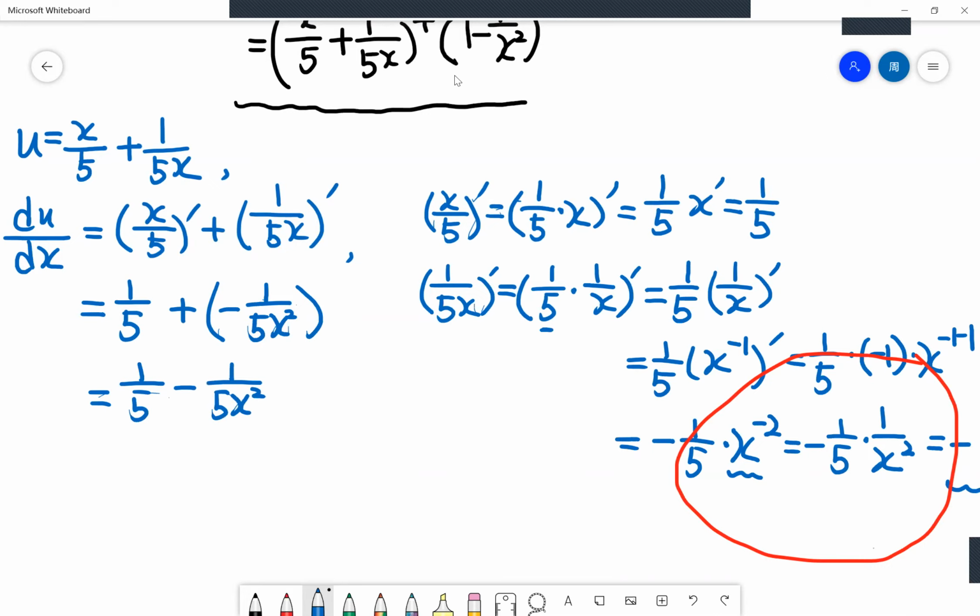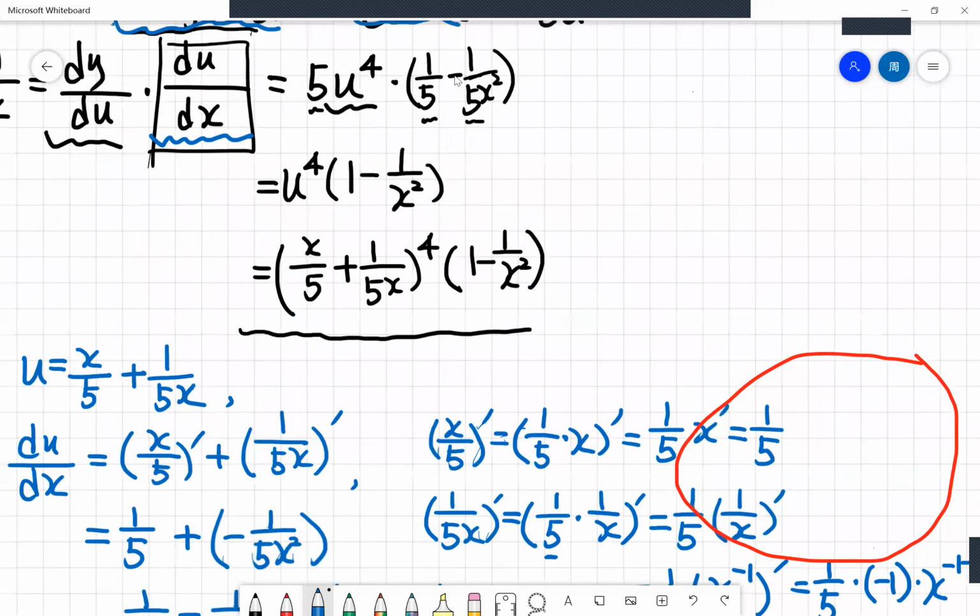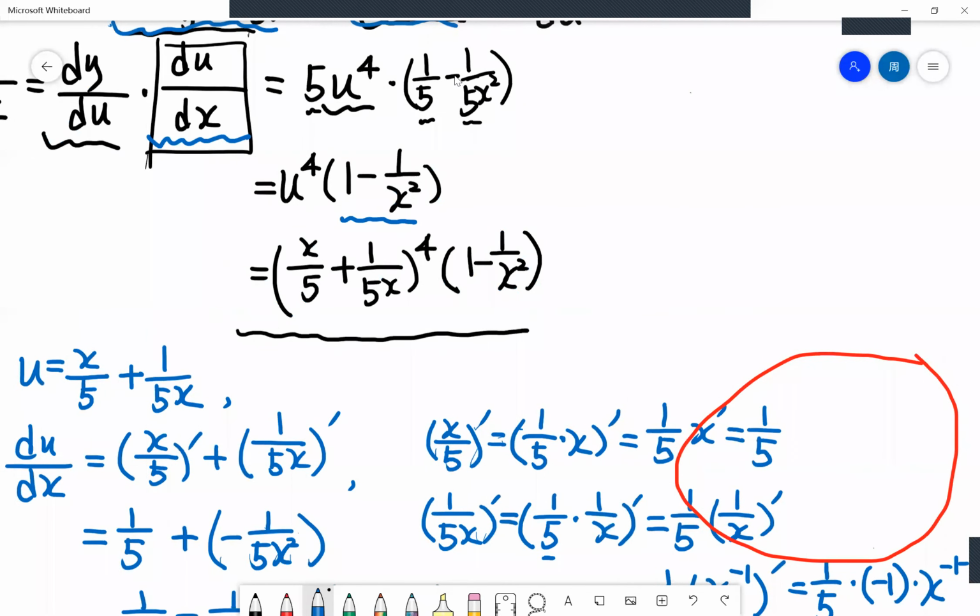And we can take the common factor 1 by 5 out. So that equals 1 by 5 times 1 minus 1 by x squared. So this is the second part, du by dx here. The second part, du by dx. Here, du by dx equals 1 by 5 times 1 minus 1 by x squared, right?